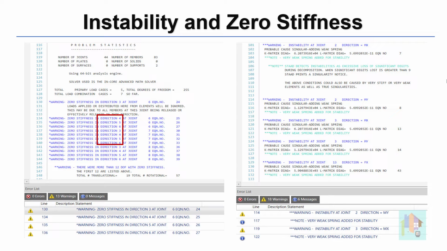You can notice in the problem statistics, node number, member, and load information are reported. Along with that, additional information is provided, which is the total degrees of freedom of the structure. To understand what this number is and how it is related to the stiffness warning, let's go through some basics.